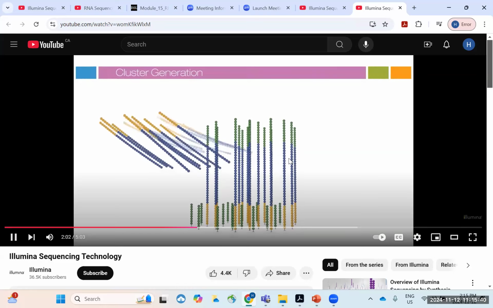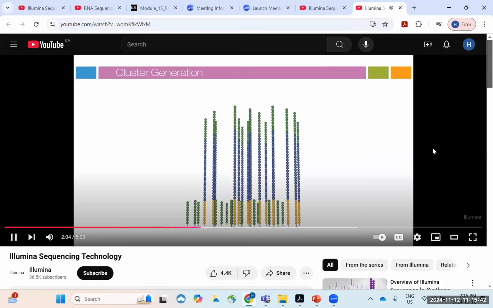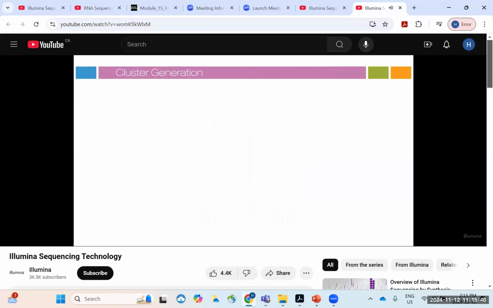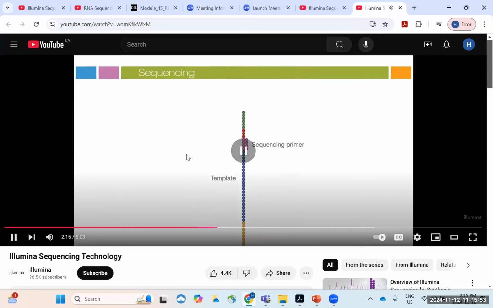So he's going to show you the sequencing. Three prime ends are blocked to prevent unwanted priming. Sequencing begins with the extension of the first sequencing primer. Remember that we had two primers, one forward and one reverse, and they had different colors. So now we are sequencing the first round to produce the first read.